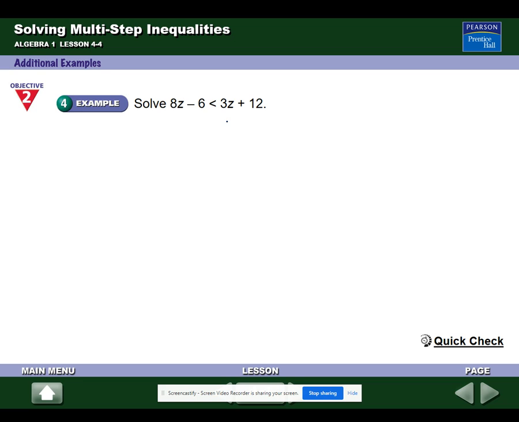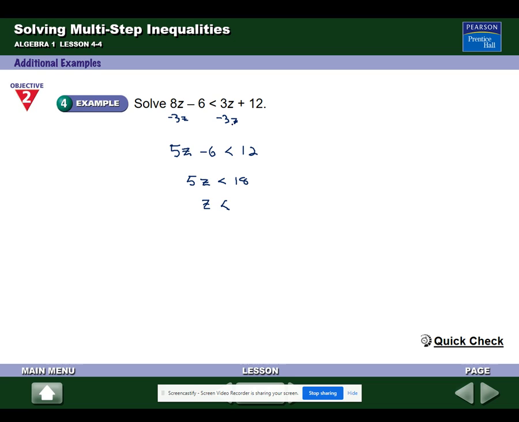So if you want to subtract 8z from both sides here and have negative 5z on the right and continue with the problem, you could do that. But I'm going to do what the majority would do, and that is to subtract 3z from both sides. And that would be 5z minus 6 is less than 12. Add 6 to both sides and divide by 5.